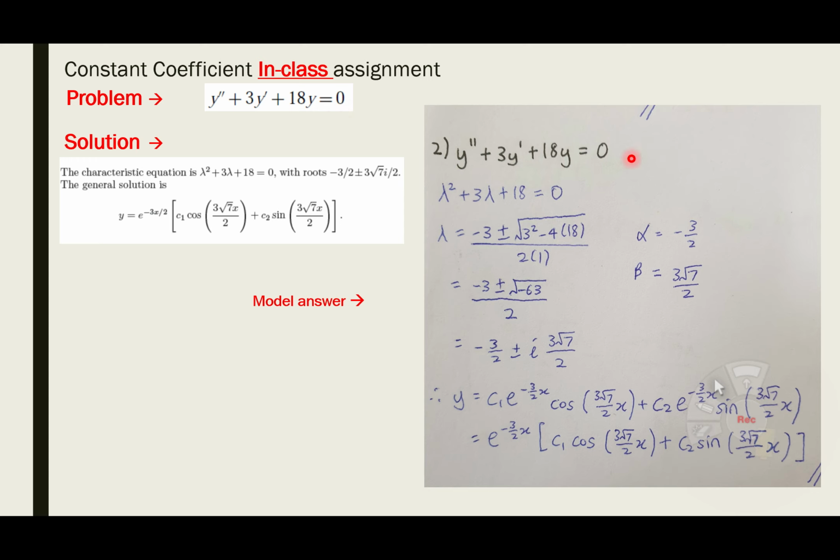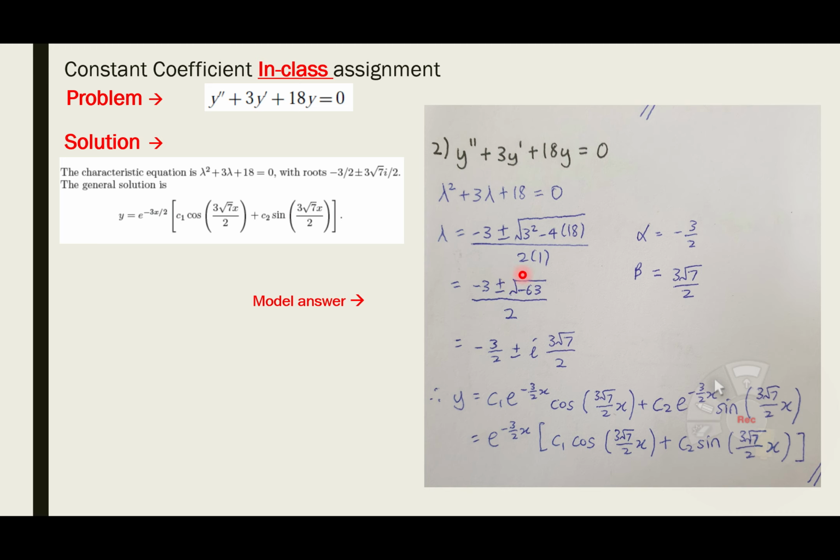Then, in the same sense, this is the differential equation. We are going to identify where A and B are. A is 3, B is 18. Our characteristic equation is lambda squared plus 3 lambda plus 18 equal to 0. And lambda is going to be, yes, this is the law. You can substitute in the law.